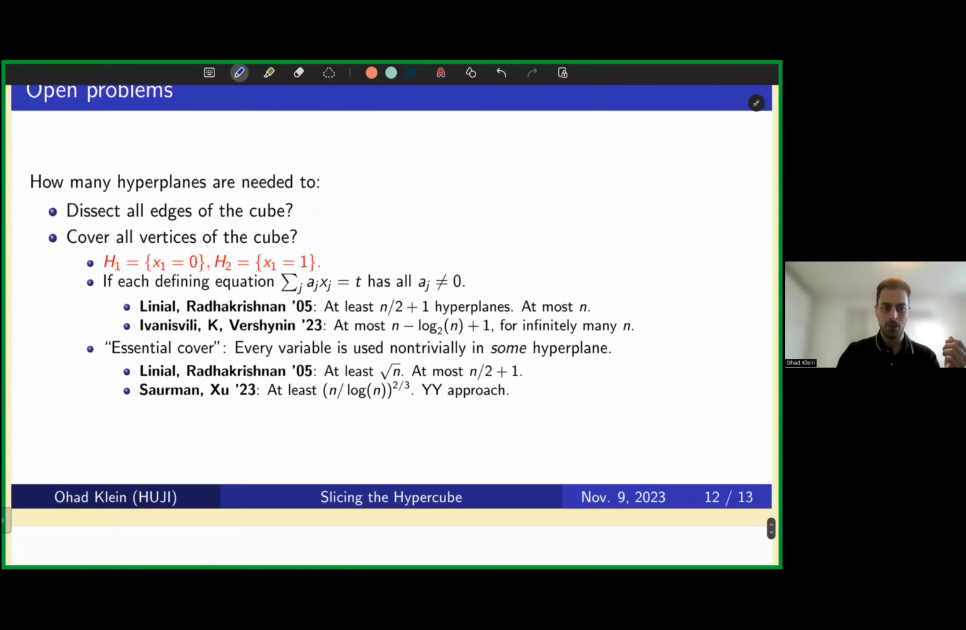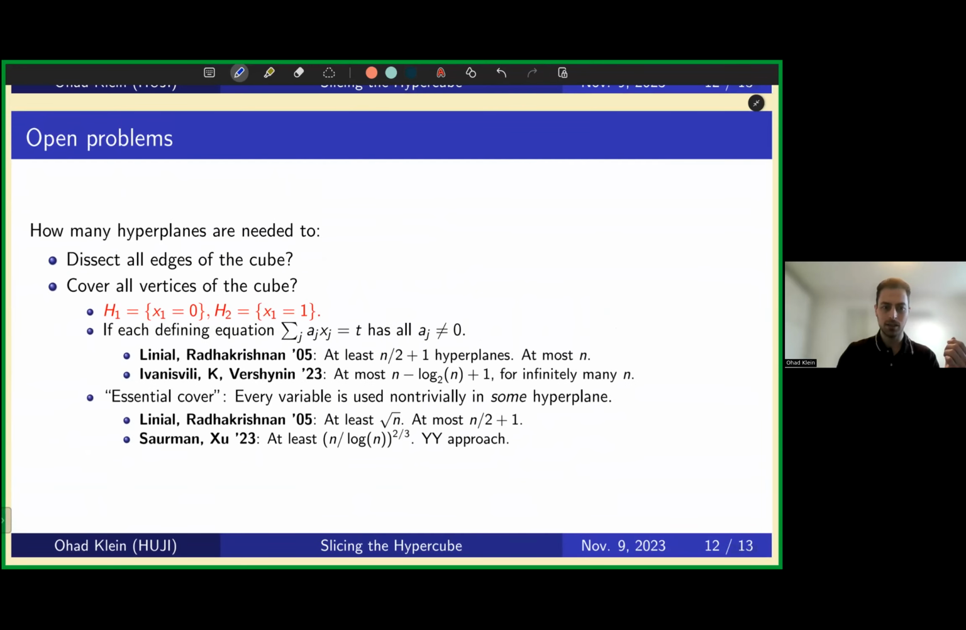And another recent development is related to essential covers, which I'm not going to define precisely. It is known that the number of hyperplanes is at least square root of n, and at most n over 2. And it was shown recently that there is a lower bound of n to the power 2/3. I think it is interesting because it gives the impression that maybe combining both approaches may be beneficial.